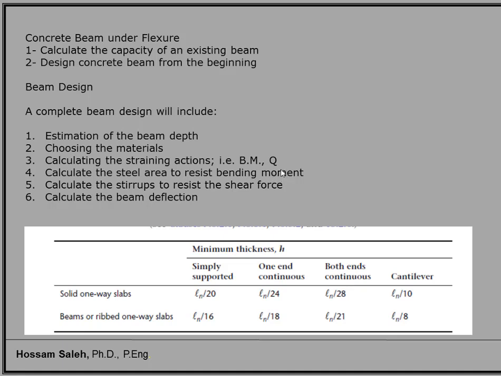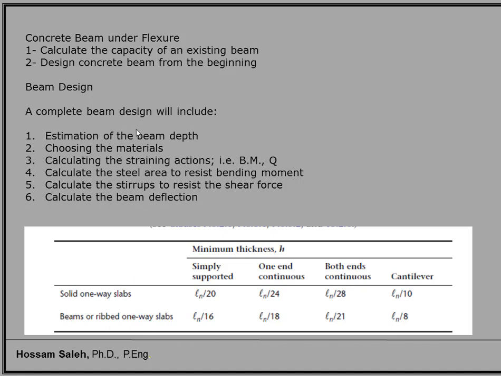So we have to add reinforcement to resist the bending moment, and then we can start calculating the stirrups to resist the shear force. We have to add stirrups to provide shear resistance for the beam, and there are minimum requirements for the stirrups. And then we have to calculate the beam deflection if we don't follow this equation.